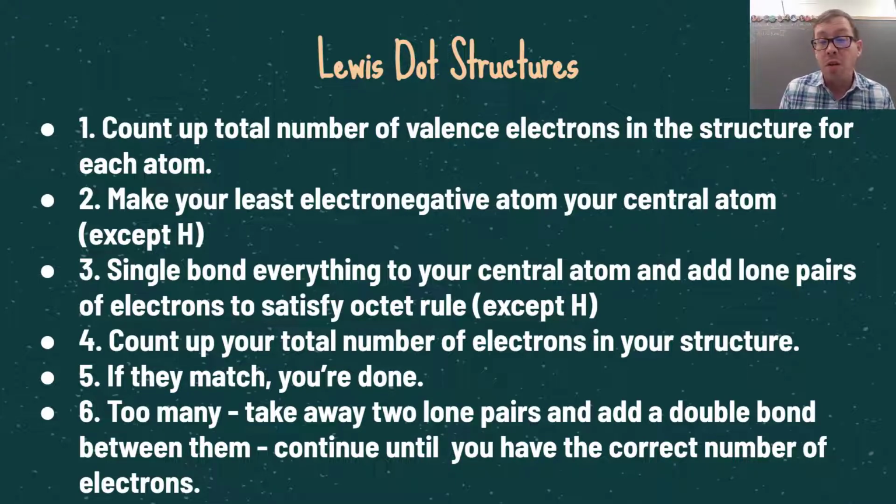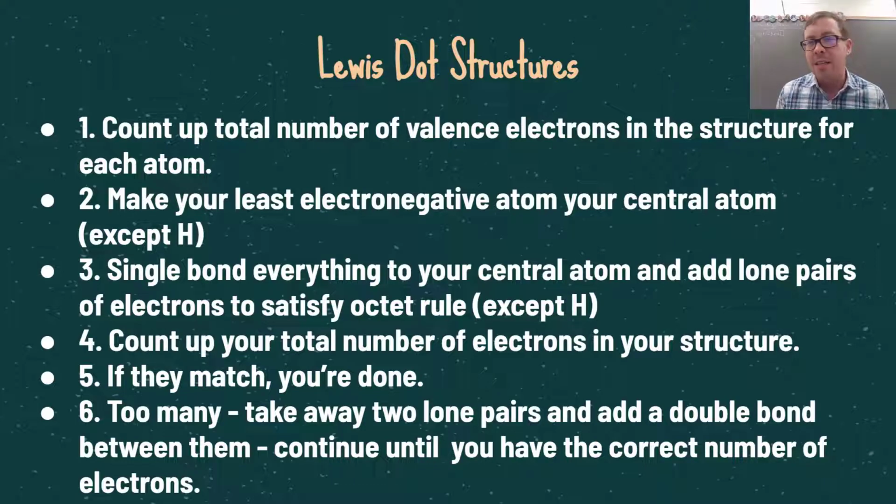Step 4, we're going to count the total number of electrons in your structure, and if they match the total number that you came up with in step number 1, then you are done. If there are too many electrons, we need to take away 2 lone pairs, one from one atom and one from another, and add a double bond between them. And you're going to continue to do so until you have the correct number of electrons.